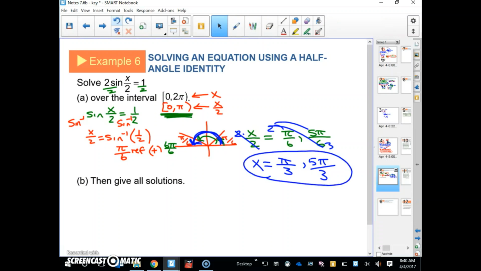Solving an equation, isolate x, you get pi over 3 and 5 pi over 3. Part B says, then give all solutions. We're going to skip that for now. Maybe we'll come back to that later, but we're going to skip that.